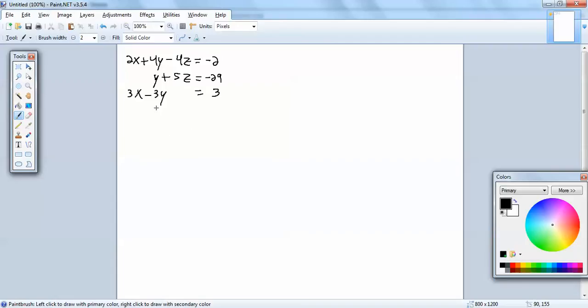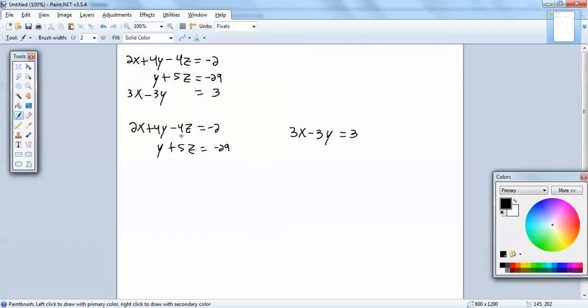Well, what we want to do is some grouping so we can eliminate some z's. For example, I might group the first two equations together. So I got 2x plus 4y minus 4z is equal to negative 2, and y plus 5z is equal to negative 29. Now our first step is to eliminate the z's. Well, this last equation doesn't even have a z. So actually it's done. I don't need to do any work there. Though I will do something I'll talk about.